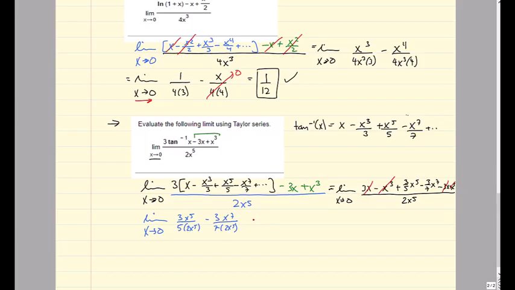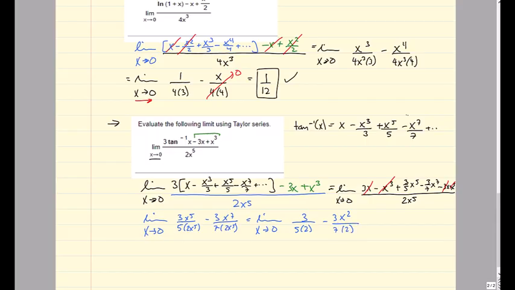And of course this pattern would continue, but I'm going to simplify this. So let me see here. I get x to the 5ths cancel, and I'm left with 3 over 5 times 2. And then over here I'm left with 3x squared all over 7 times 2.